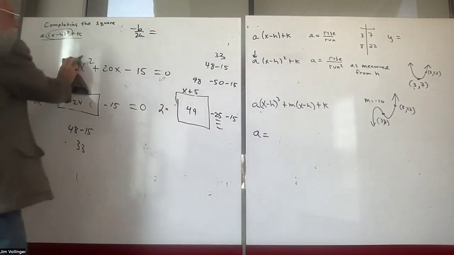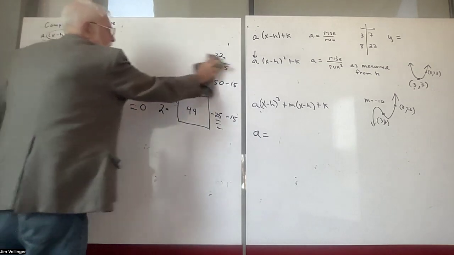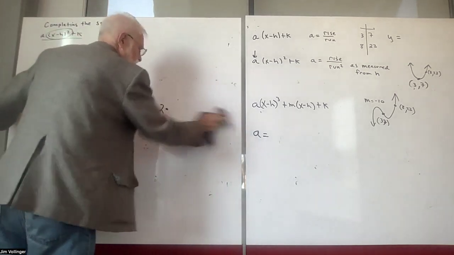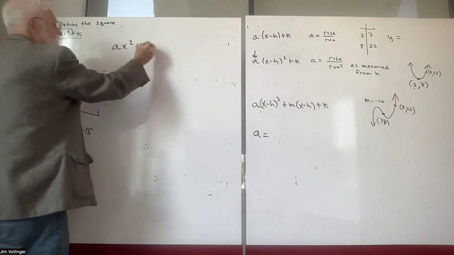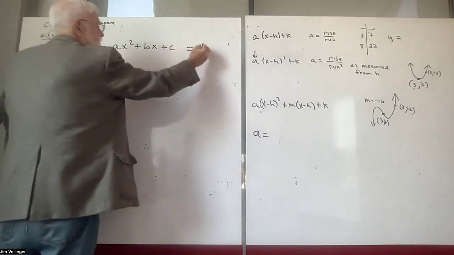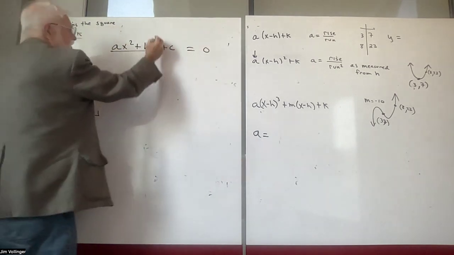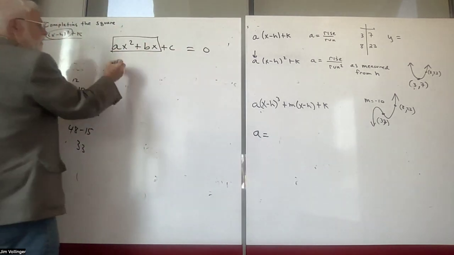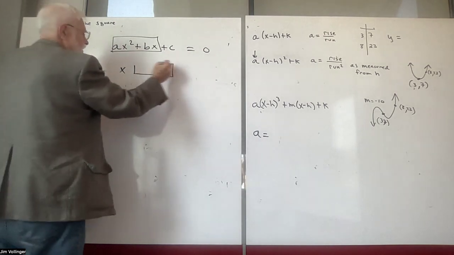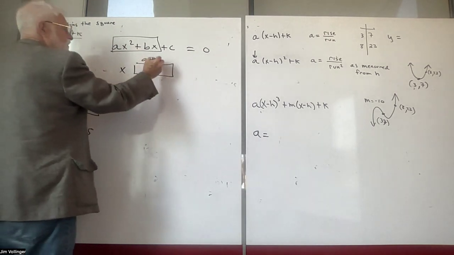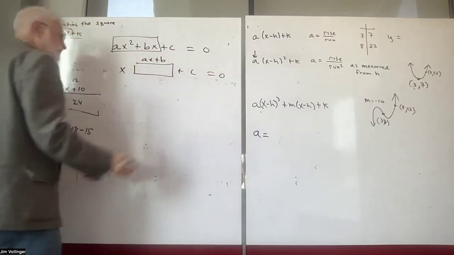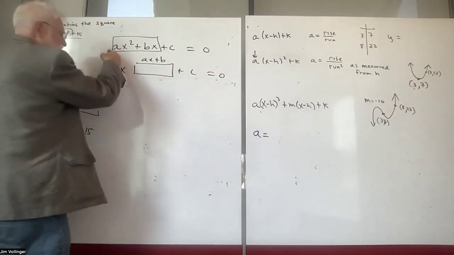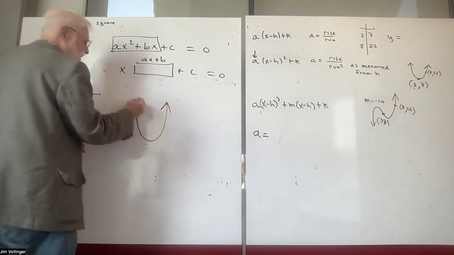But let's do the general form. So let's take ax² plus bx plus c. Now let's see where a few things come from. All right, so there's your rectangle. All right, what can we see? We can take out what's common, which is x, and that leaves us ax plus b, and we've got plus c equals 0. Well, what can I see from this? I can see, let's pretend a is positive. Let's say it's a cup shape up.